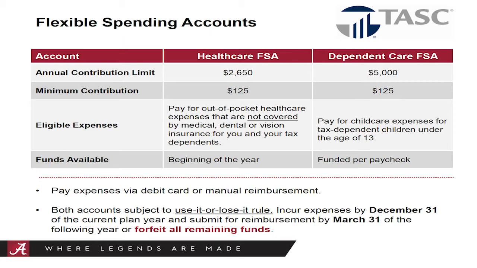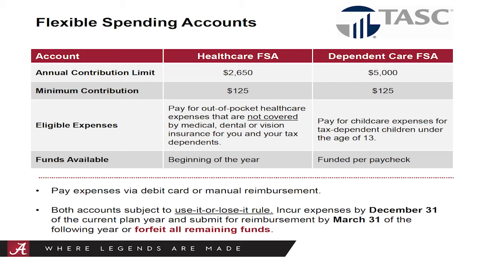As most of you are aware who participate in the FSA, you make your elections for the entire plan year, and that money is available to you up front, and we just divide those deductions over your paycheck for the rest of the year. But with the dependent care account, it is funded per paycheck. So you're only eligible to be reimbursed what we have actually deducted out of your paycheck at that time. You can still use the debit card option or file a manual reimbursement by submitting a receipt to the vendor. But both of these accounts are a use it or lose it program.